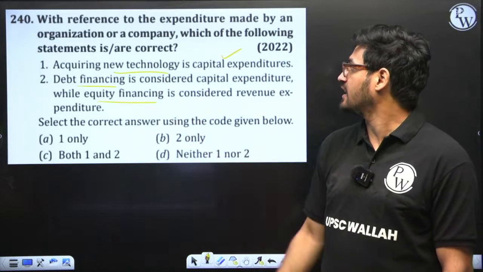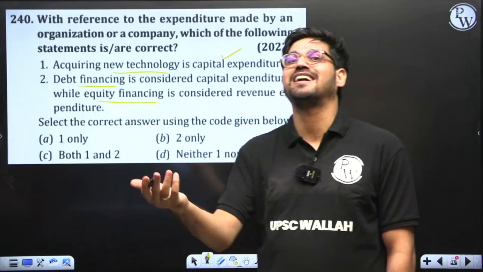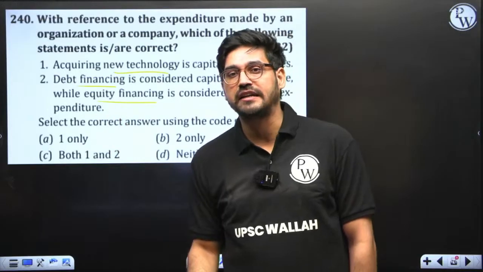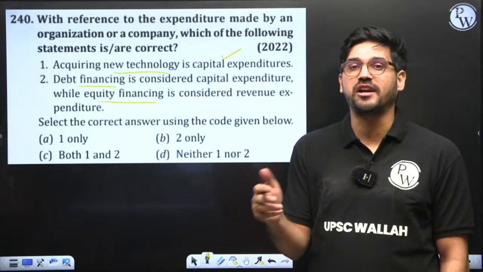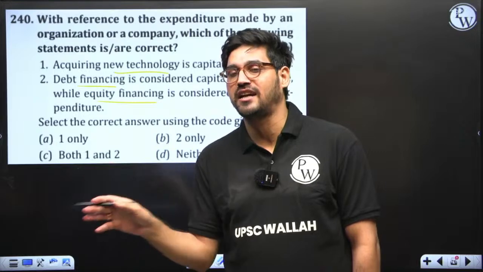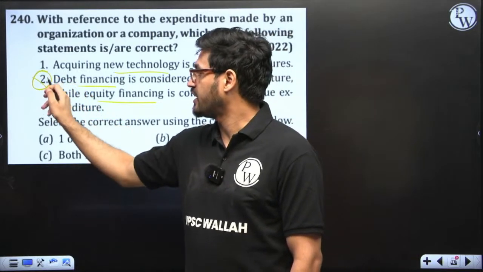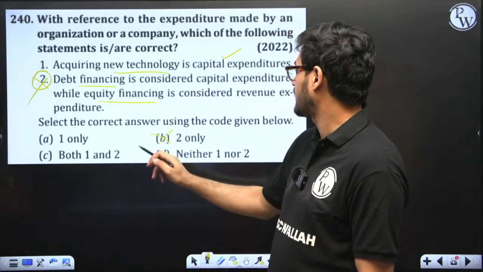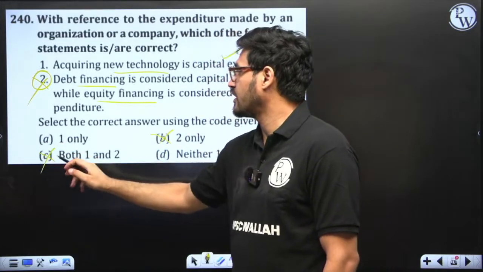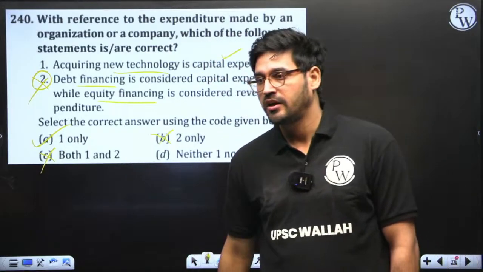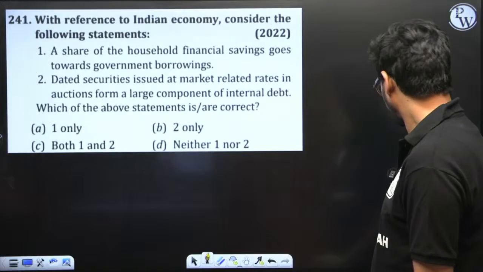Debt financing is considered a capital receipt because it creates a liability on you. Similarly, equity financing is also going to be called a capital receipt. It's going to be a non-debt creating capital receipt. So these are not expenditures. So 2 is definitely wrong. That means 2 only cannot be the answer. Both 1 and 2 cannot be the answer. The answer has to be A, which is 1 only. Let's move to the next one.